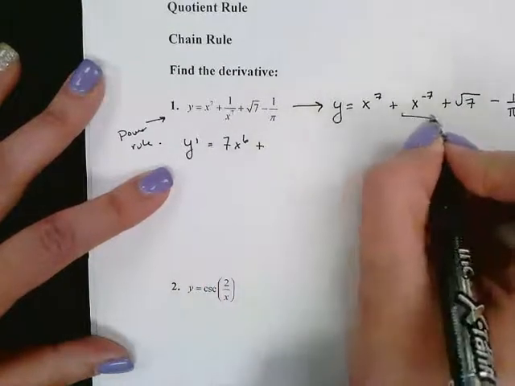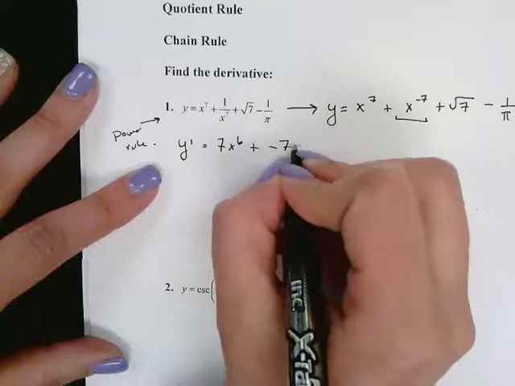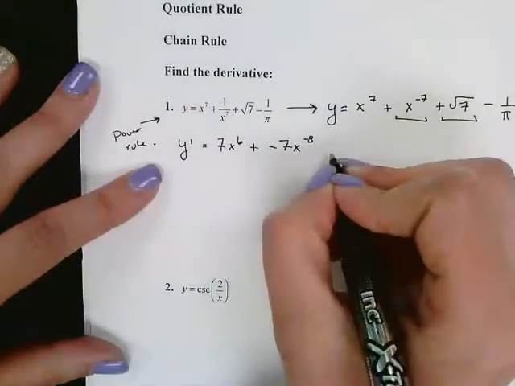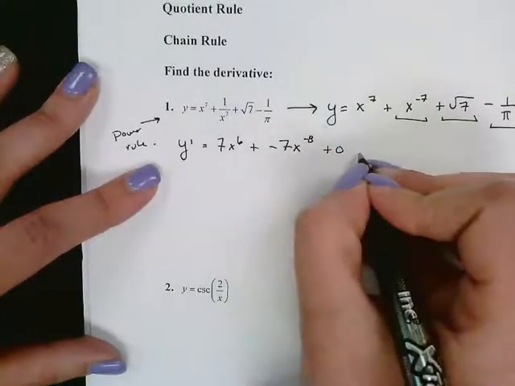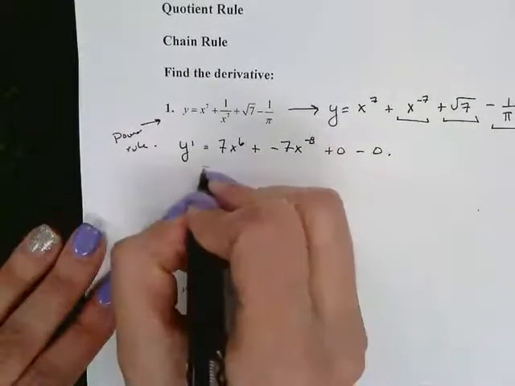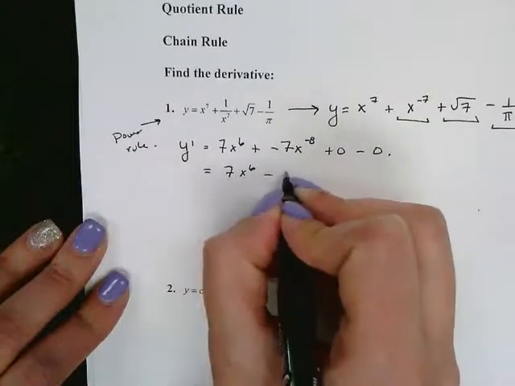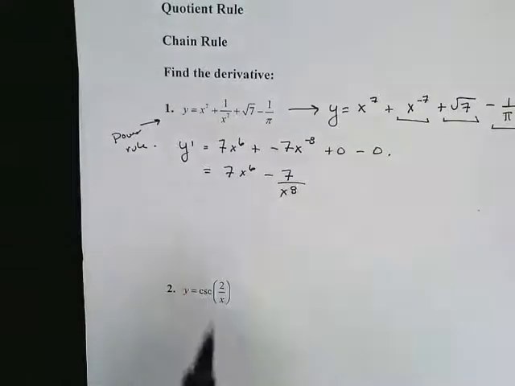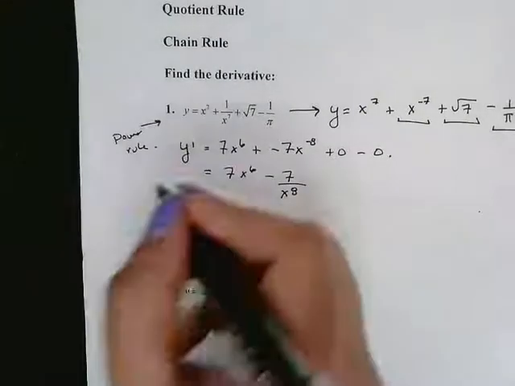plus, what's the derivative of x to the negative 7? So it's negative 7x to the negative 8. What's the derivative of square root of 7? 0. What's the square root of 1 over pi? 0, because that's just a number. And then you rewrite this without any negative exponents, so 7x to the 6th minus 7 over x to the 8th. And then you can just leave it like this.